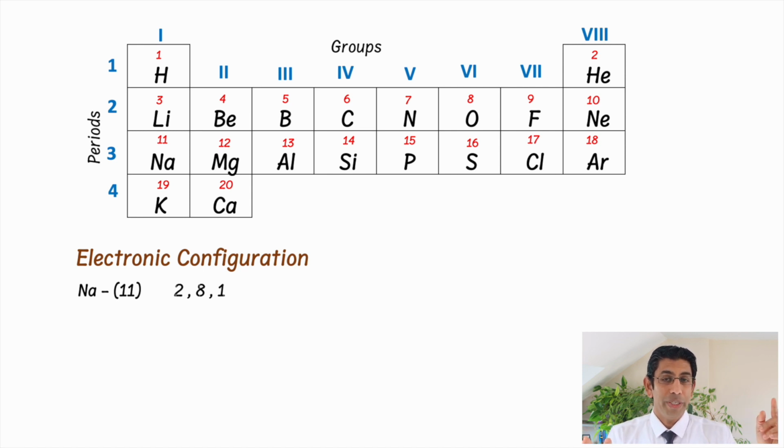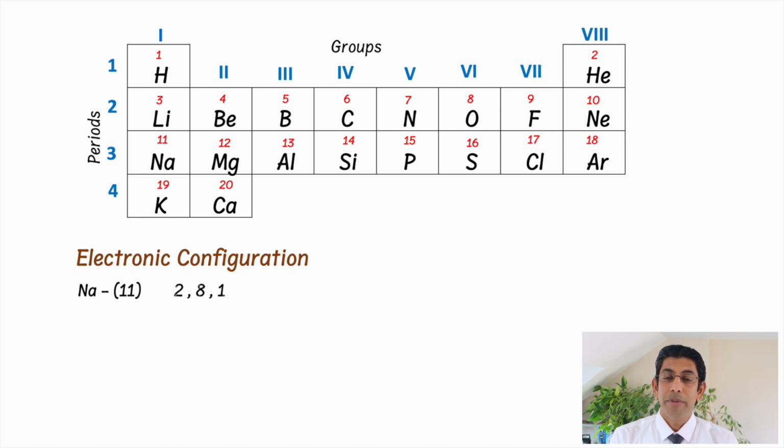And if you go back to the periodic table, sodium is in the third period. So the energy levels tell you which period it is. And also if you look at the electrons in the last shell, sodium has 1 electron in the last shell, or the energy level. It's in group 1. So the number of electrons in the last shell tells you the group it belongs to.